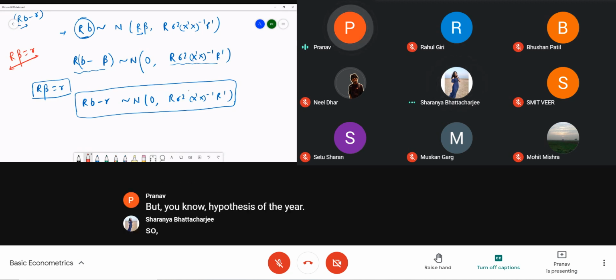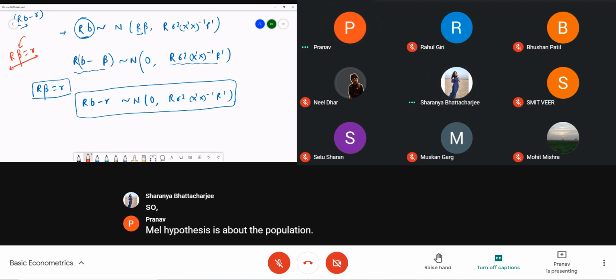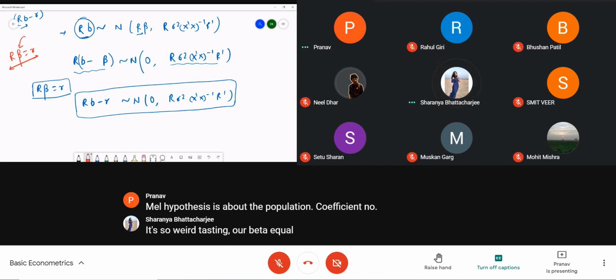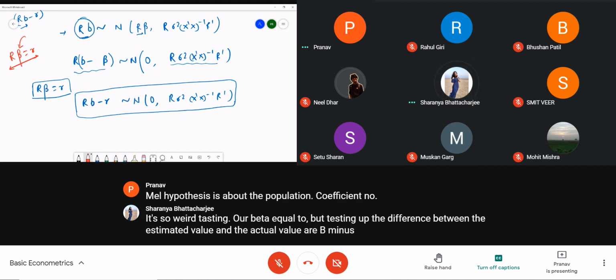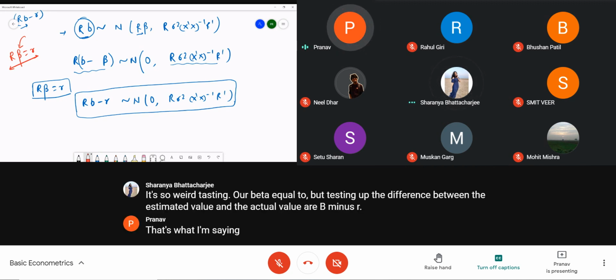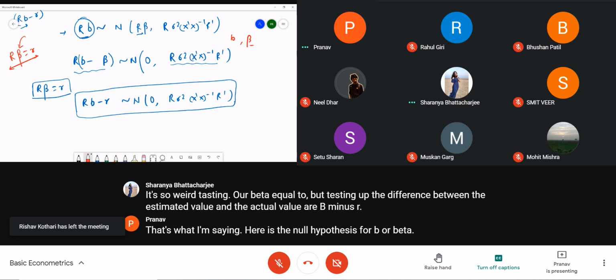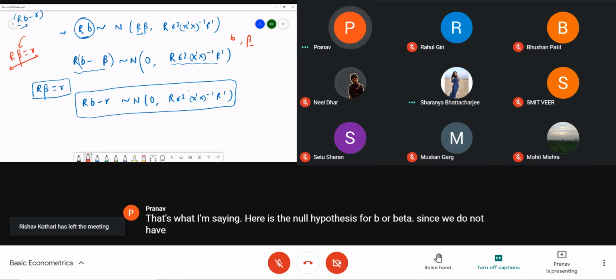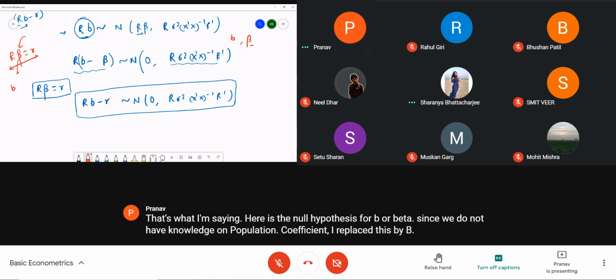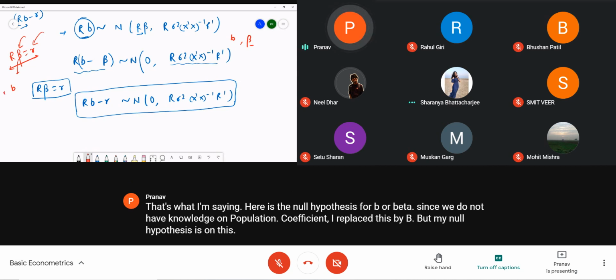Null hypothesis is about the population coefficient, no? So we are testing R beta equal to R, but aren't testing the difference between the estimated value and the actual value RB minus R. That's what I'm saying कि आपका null hypothesis किसके लिए? Is the null hypothesis for B or beta? Since we do not have knowledge on population coefficient, I replace this by B. But my null hypothesis is on this, not on this.